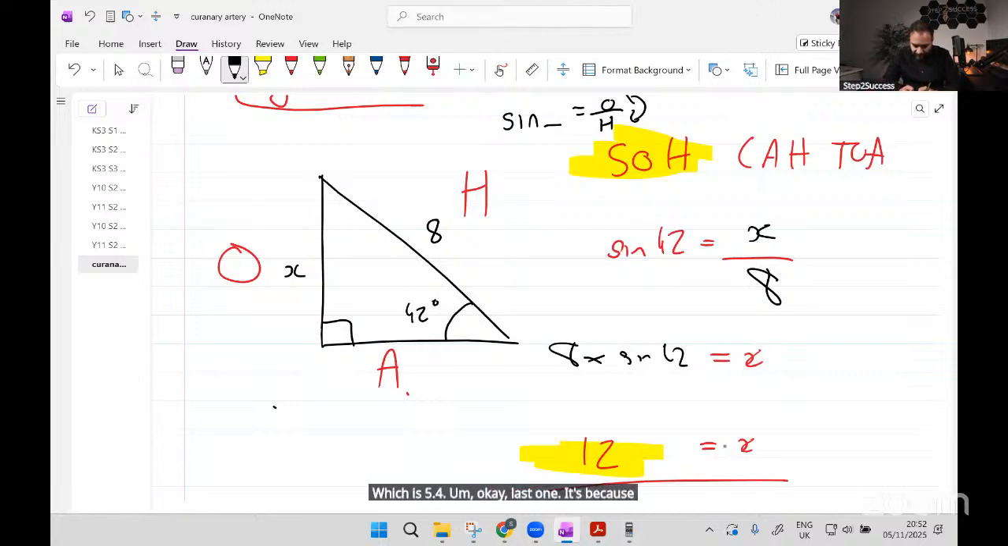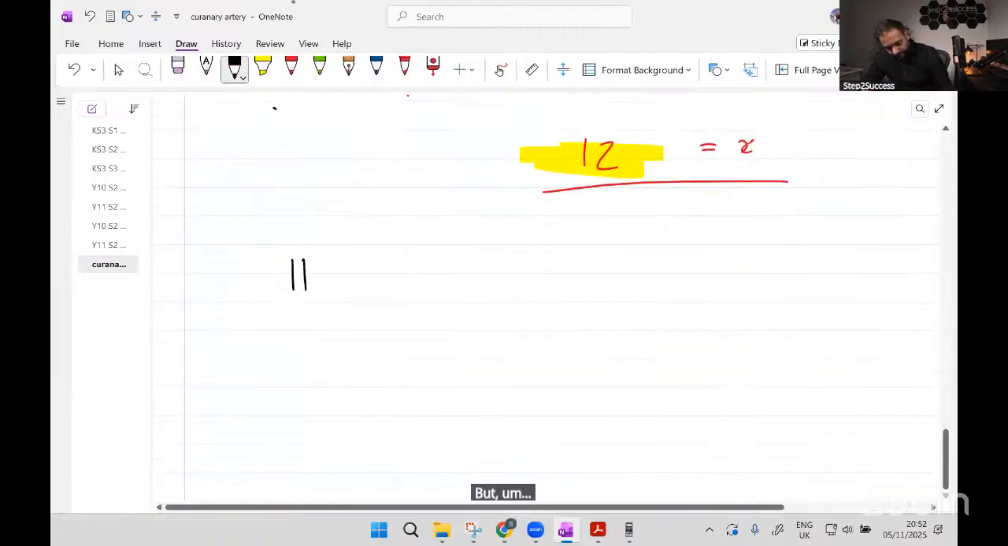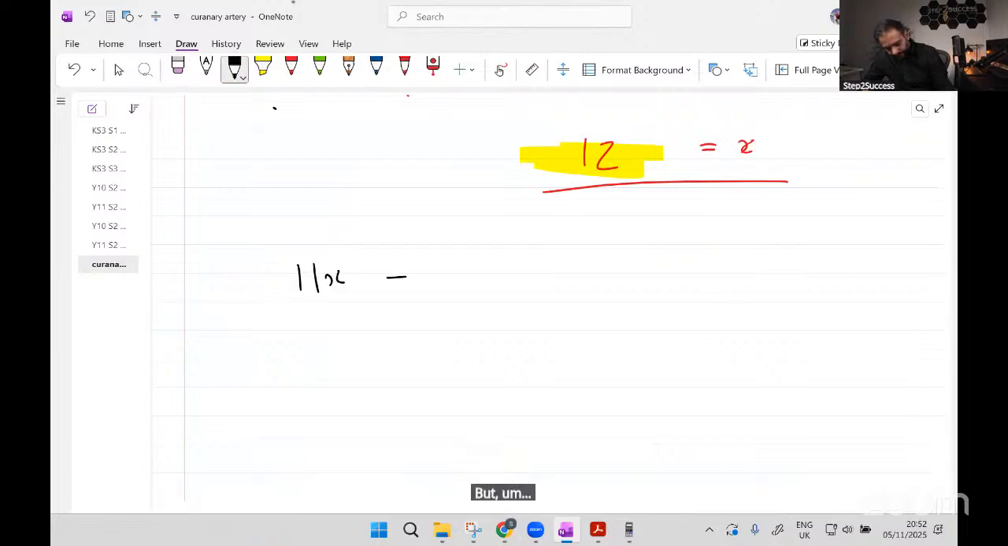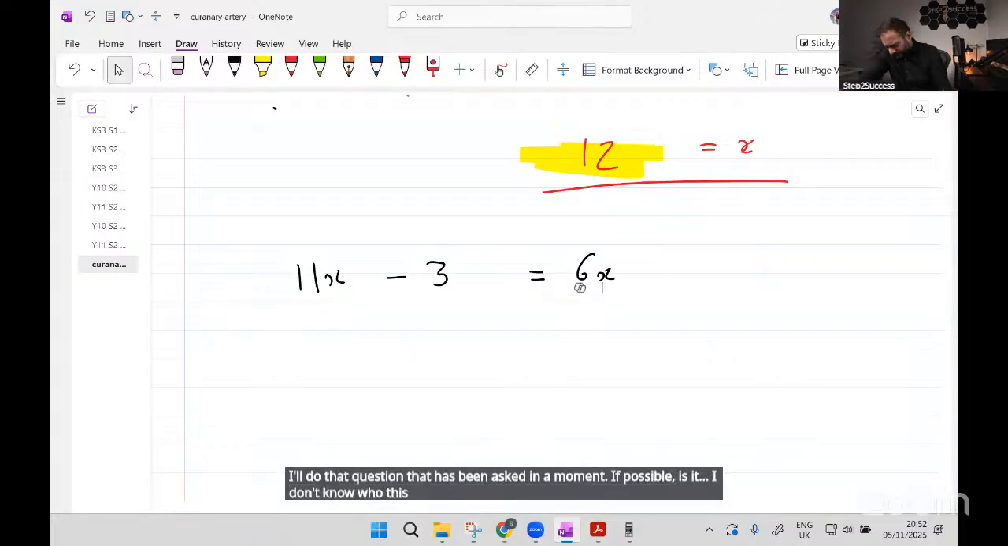Okay, last one. What else did I do? That's too easy for you guys. Okay, I will just do it. I mean, this is too easy. I promise you, this is too easy. But I'll do that question that has just been asked in a moment. If possible, I don't know who this is. Could you tell me who that is that's asking these questions about the maths?